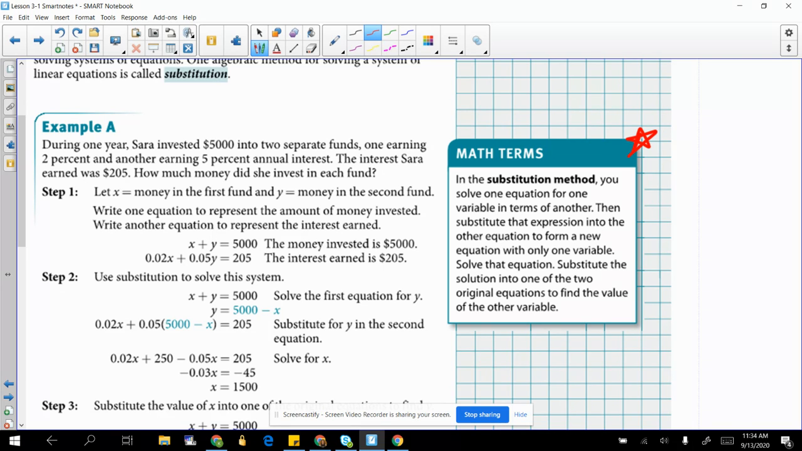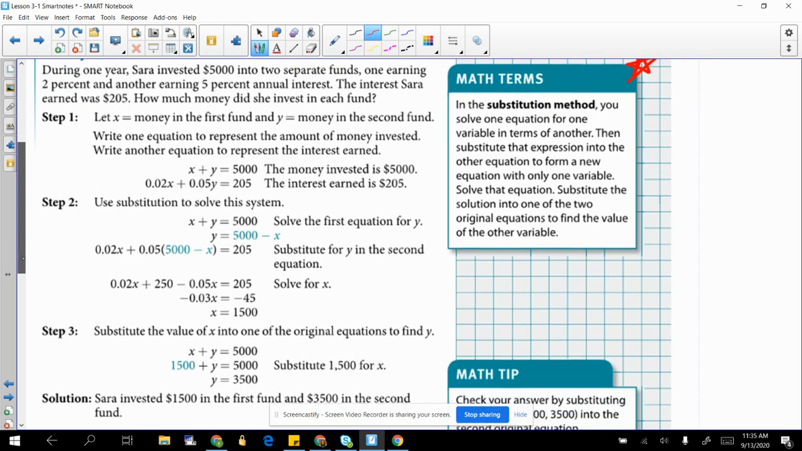So let's look at this first example, example A, and it says during 1 year, Sarah invested $5,000 into two separate funds, one earning 2% and another earning 5% annual interest. The interest Sarah earned was $205. How much money did she invest in each fund? Okay, so step one, and this is a word problem. So it says let x equal money in the first fund and y equal money in the second fund. Write one equation to represent the amount of money invested and write another equation to represent the interest earned.